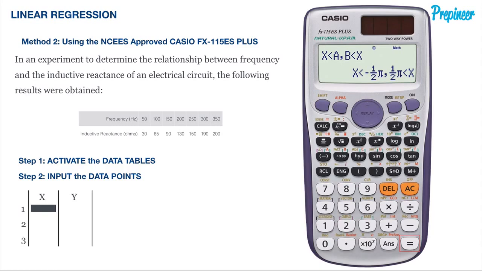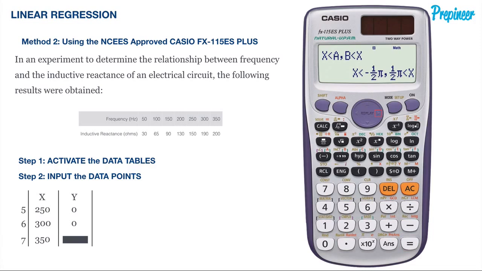We now want to input our data points, and this is where you will fill in all the data points you're given within this problem. The X column is where all the X values will be input. The Y column is where all the Y values will be input. So start with your first data point, which is 50, input that into your calculator and press the equals button. This will take you to the next data line in the X column, where you will input the remaining X data points, as we just did, and press the equals button.